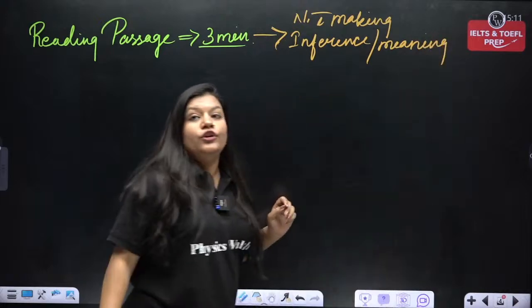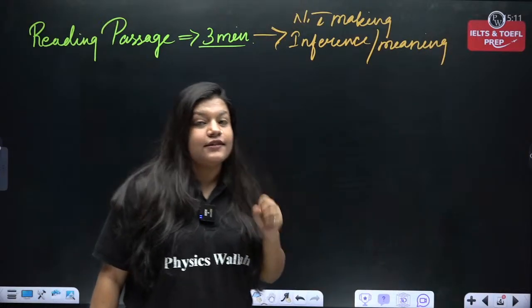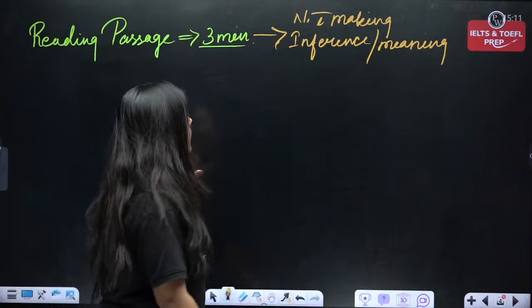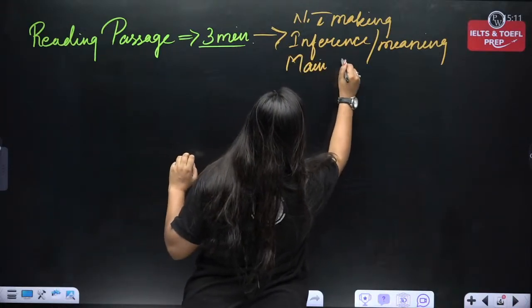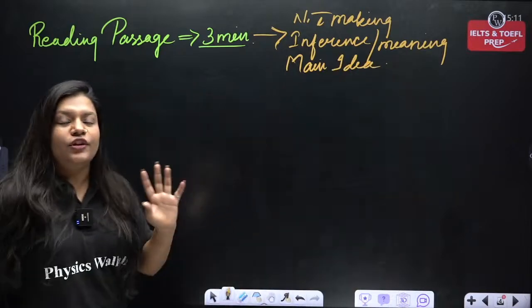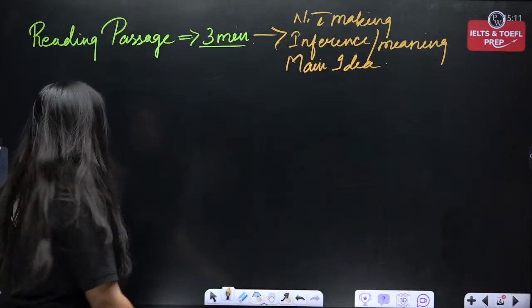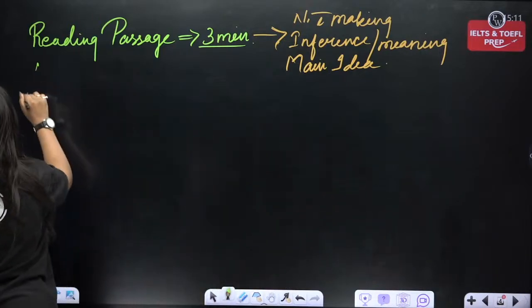Now, you need to be very good at taking out the informative things from the passage. Okay, what else? Got it? These are the things you need to take care of at the time of reading. Now, what's next? The next thing that we are going to encounter is the listening portion.